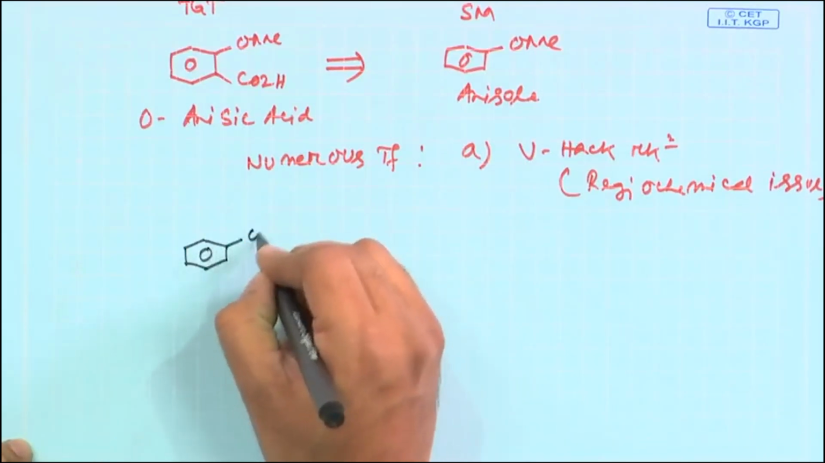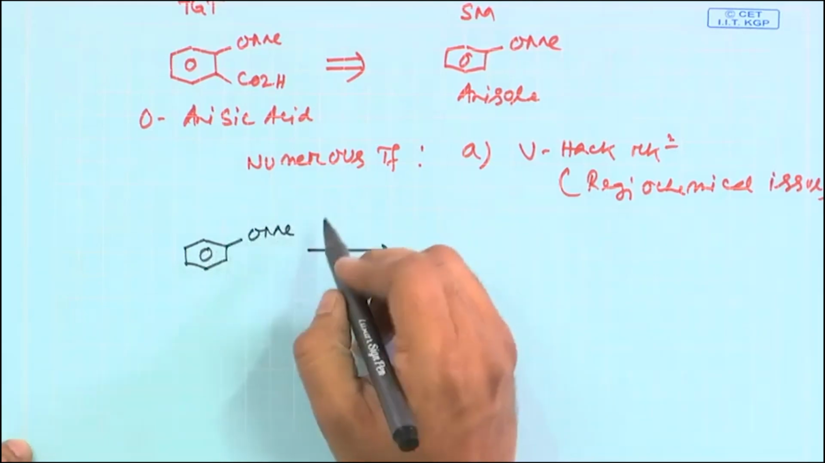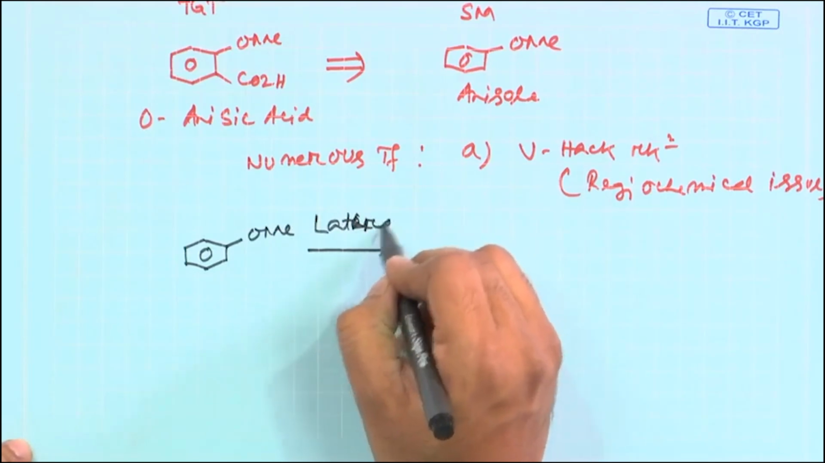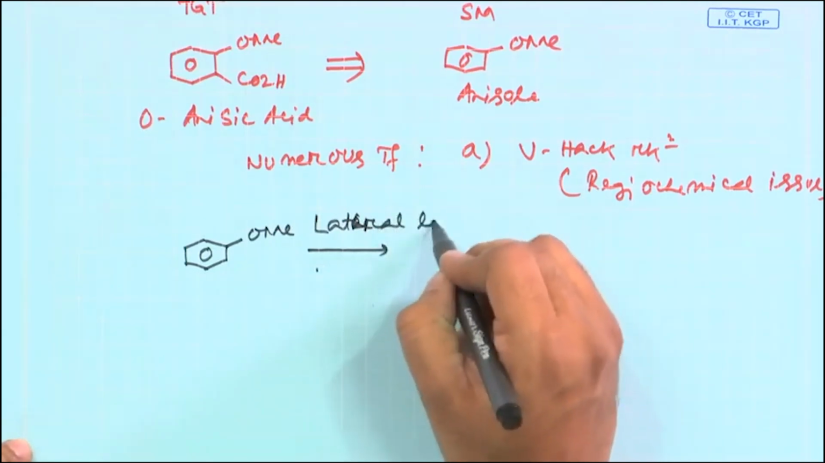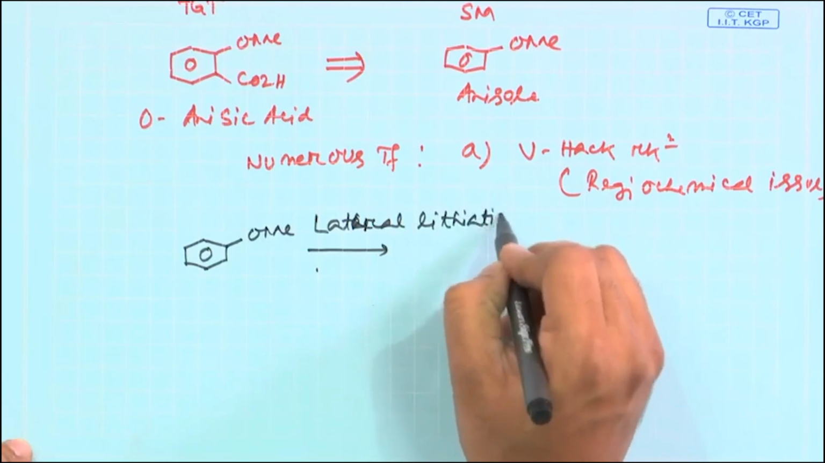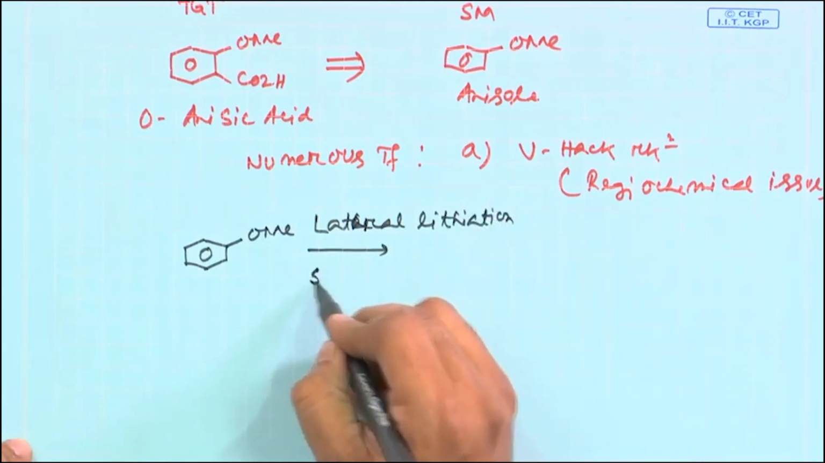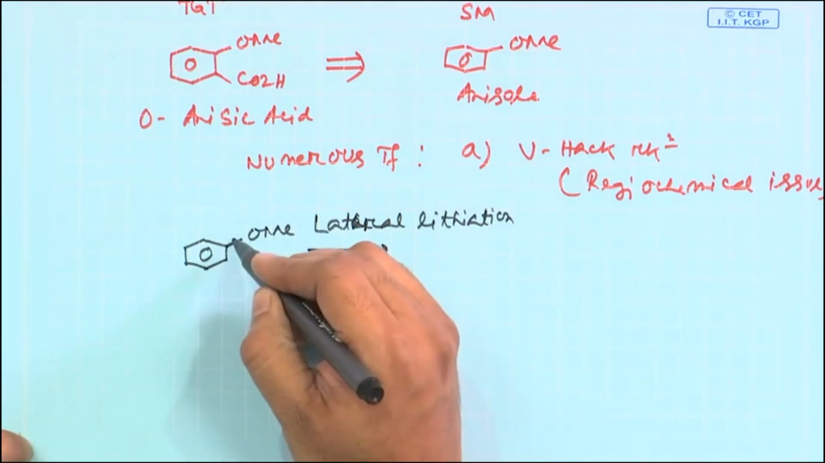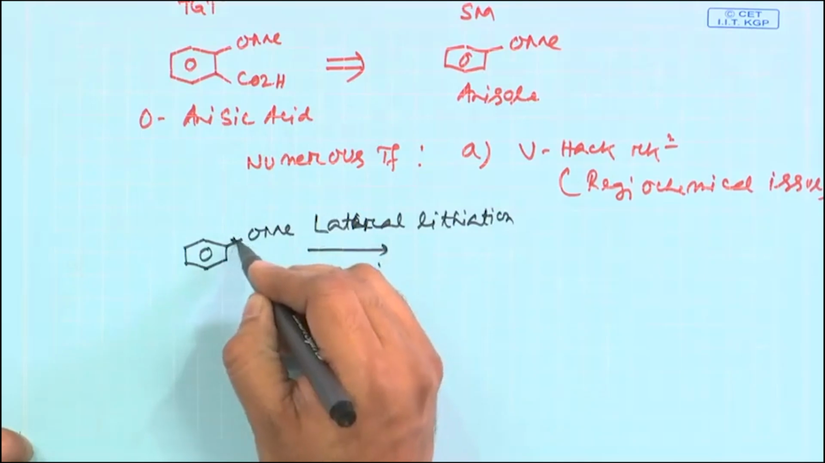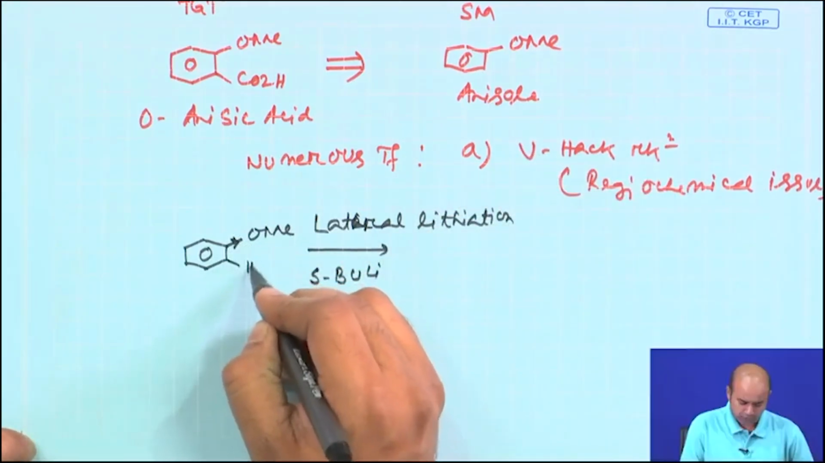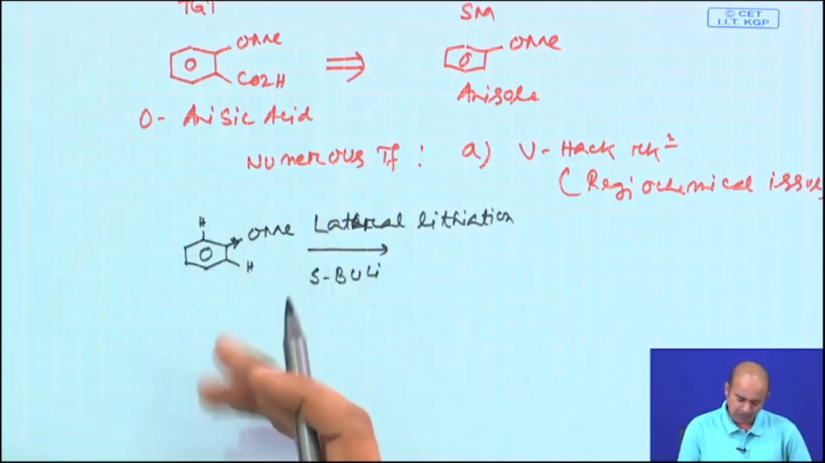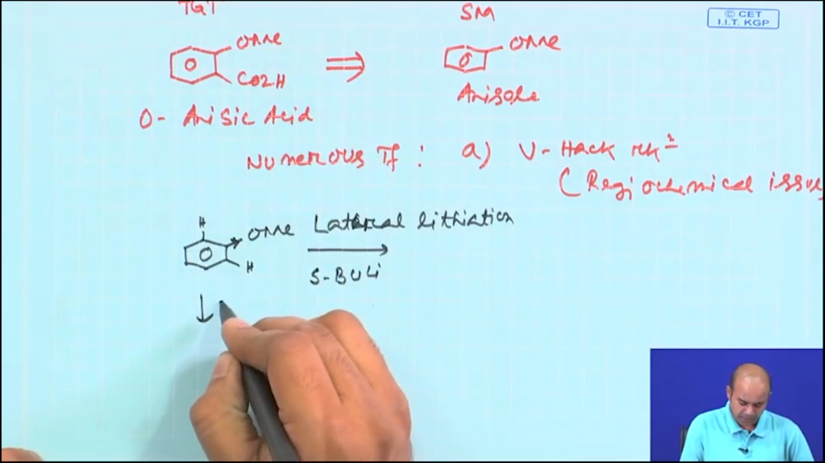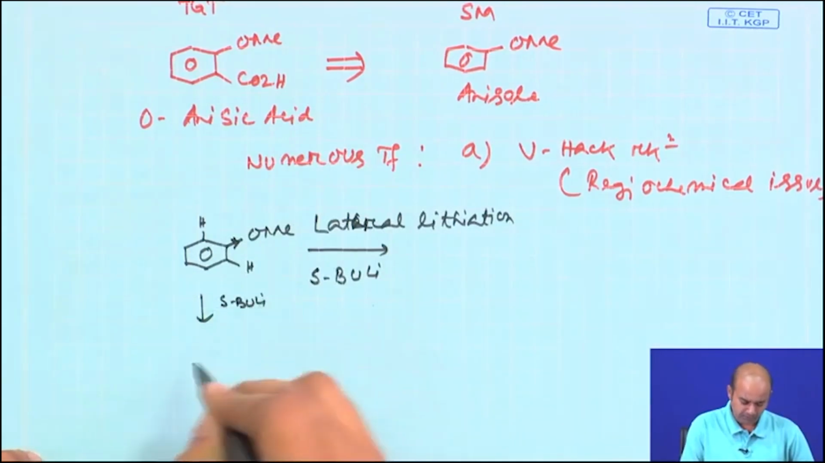We will be talking about a reaction named lateral lithiation. Now what is that? When you have anisole as a compound and you subject this anisole to a base, normally we use a base such as secondary butyl lithium, sec-butyl lithium. The OMe group is basically an electron withdrawing group, and that is why the ortho hydrogens seem to be a little bit acidic when they are attached to a vinylic or aryl system.